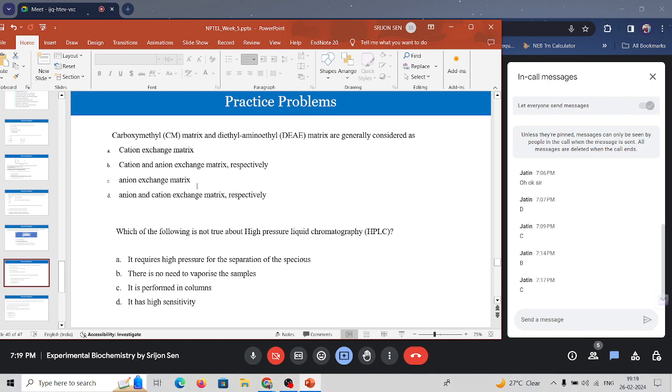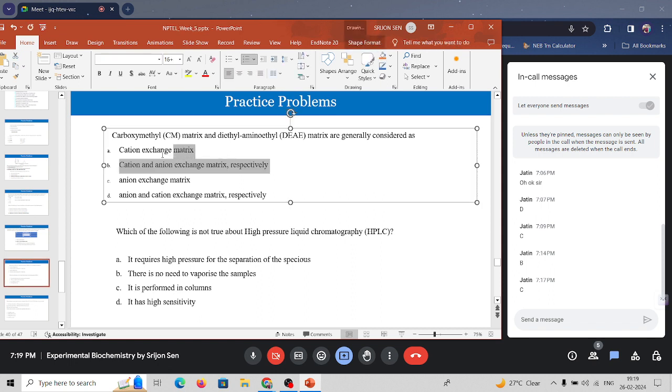This is an easy question. I guess you can give it a right answer. From the name you can understand. One is carboxymethyl and the other one is aminoethyl. So carboxy means it is negatively charged, so it will help in the cation exchange. And aminoethyl, amino, positively charged, it will help in the anion exchange. So option B is correct.